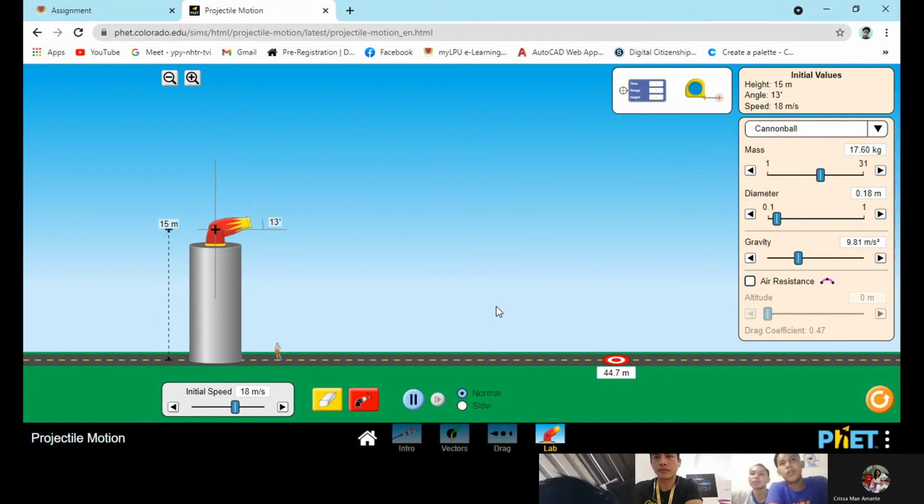planetary size. So, pabasa ko yan nung next paragraph.